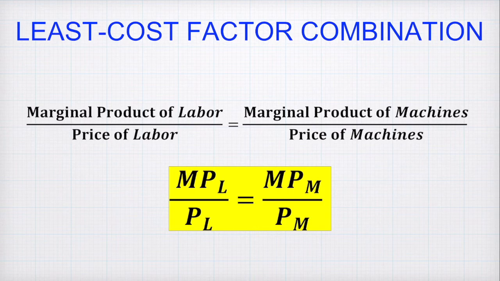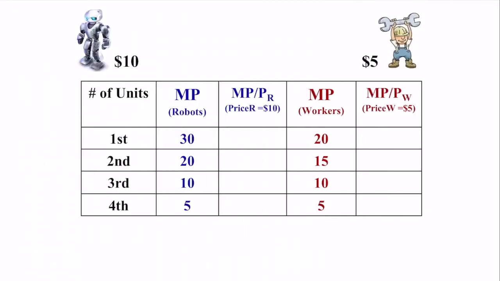So as you can see, this is the exact same rule as it was for consumers. Remember, it's a marginal utility per dollar, and now it's marginal product per dollar. So really nothing has changed. It's the optimal decision for firms just as it is for consumers. So let me give you a quick example of this just to wrap things up.